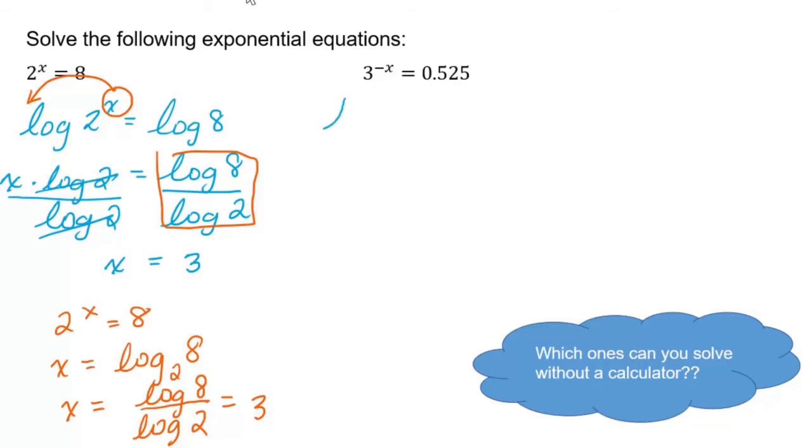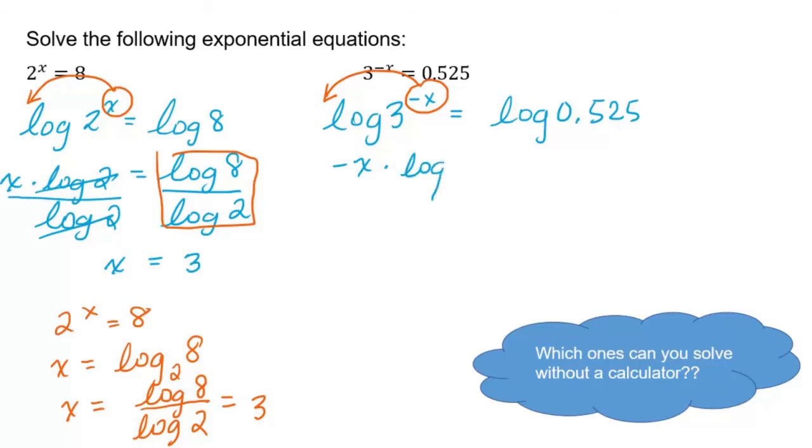So the logarithm of 3 to the power of negative x is on the left-hand side, and on the right, I'll take the logarithm of 0.525. Once again, I'll use the properties of logarithms to take the power and turn it into a multiple. This gives us negative x times the logarithm of 3 is equal to the logarithm of 0.525.